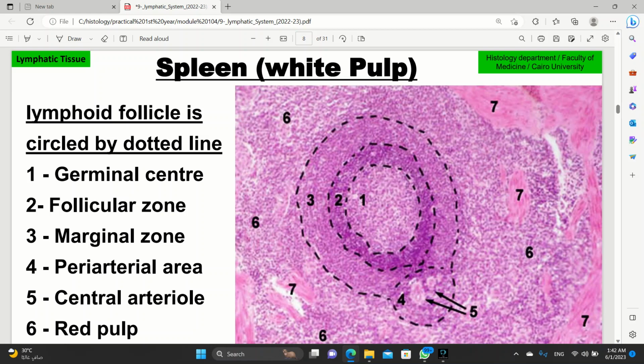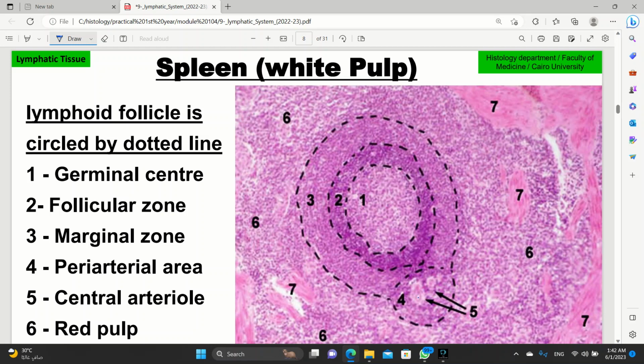Again, how do we know that? That's some sort of trabeculae. You can see some trabeculae, some aggregations of some circular stuff. If we see some aggregations of some circular stuff, that's the white pulp with its central arteriole.